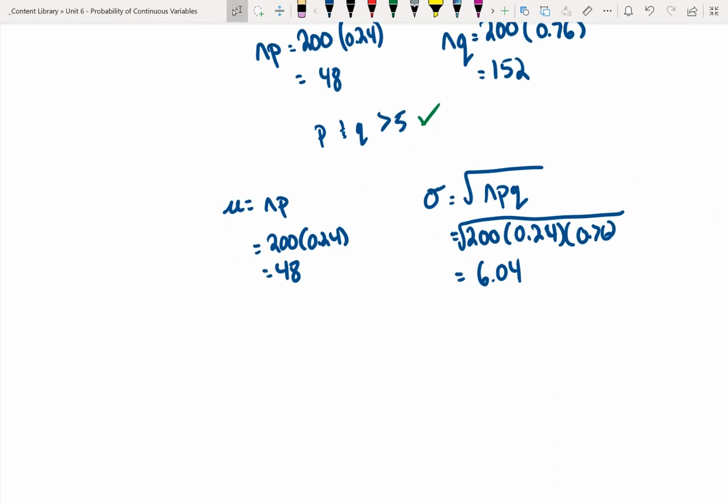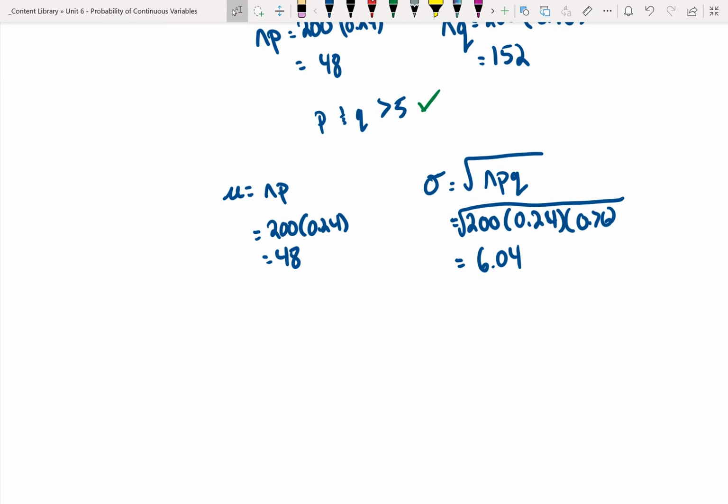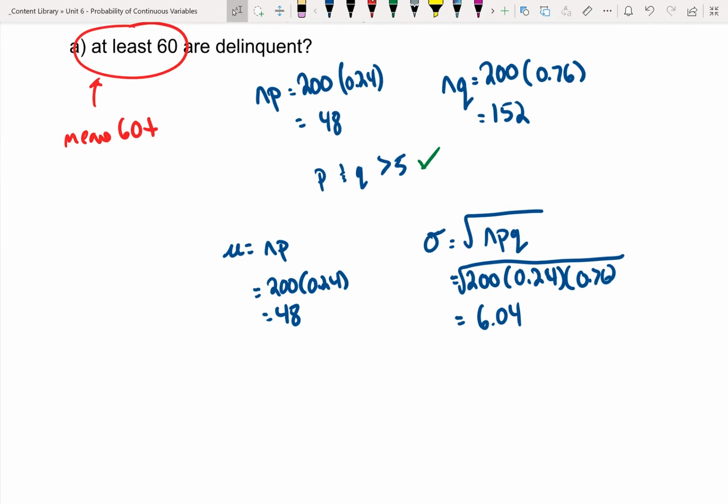Now we need to find our z-score, but before we do that, we need to take our x value and turn it into a continuous variable. This means at least 60 and above. Right now it's discrete, which means 60, but when we look at it as a continuous variable, because we mean 60 or greater, we're going to adjust this 60 by 0.5. In this case, I'm going to turn it into 59.5, because by subtracting that 0.5, my interval will now include the 60 that I'm looking for.